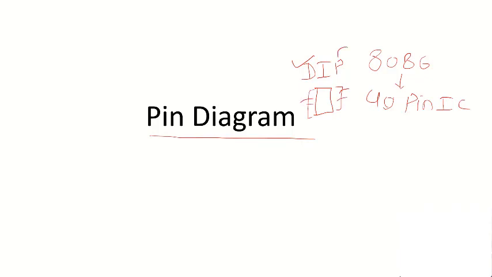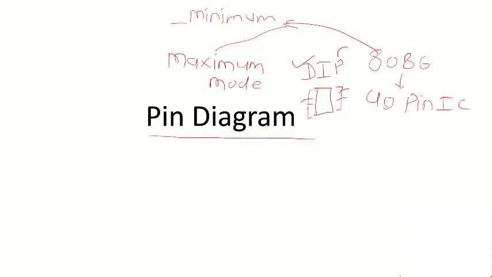Okay, and there are two operating modes of 8086. The first one is minimum mode, and the next is maximum mode. Minimum mode is for a single user, and maximum mode is for multiple users. So there are two operating modes, minimum mode or maximum mode.